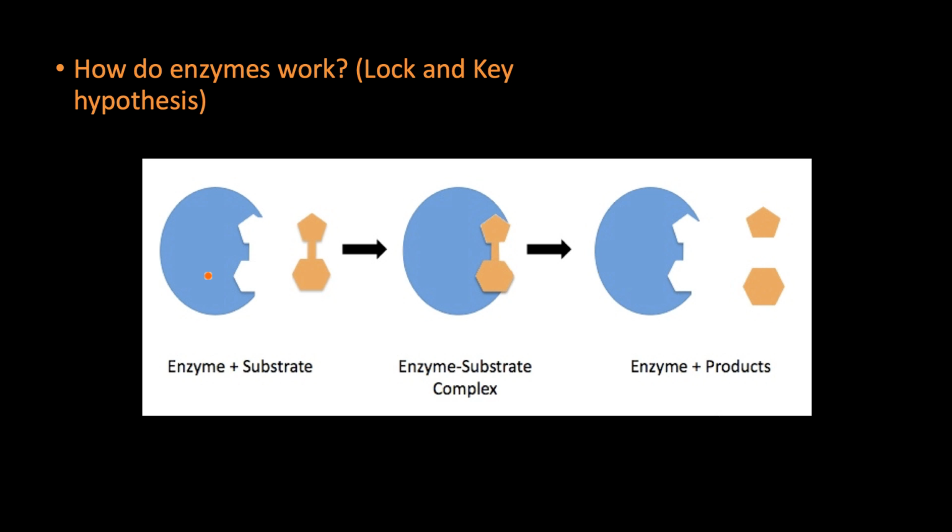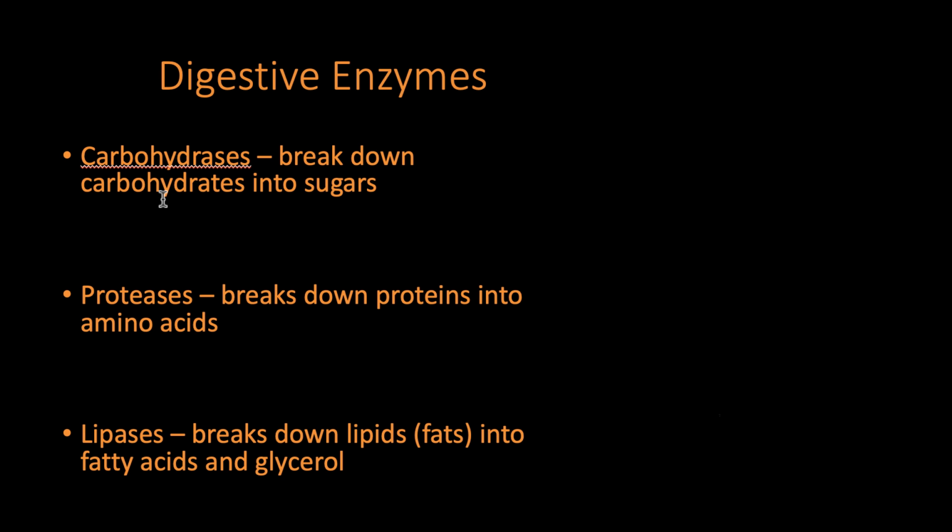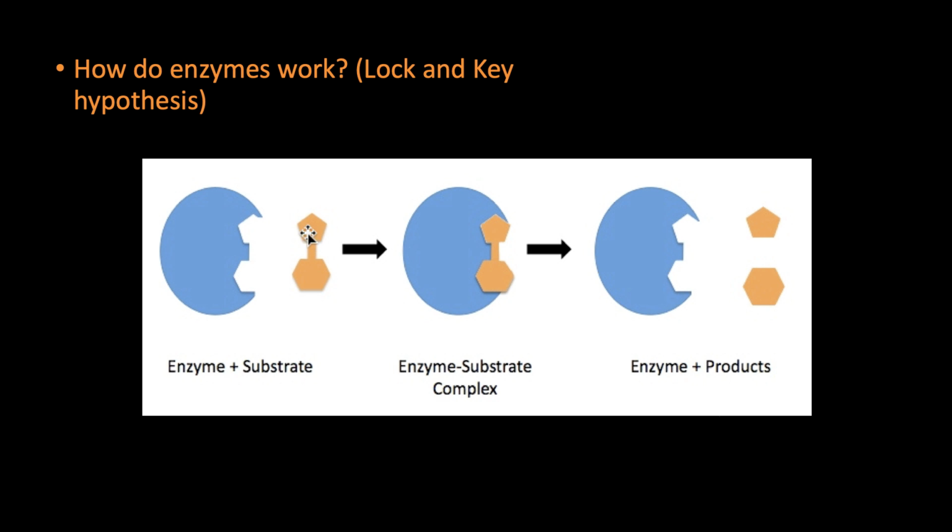So for example, in digestion, if you have a carbohydrate, then a carbohydrate is that orange thing which just fits into the blue thing, which is the enzyme. And then it's able to be broken down, and you see on the right hand side you now have your products after they have been broken down.